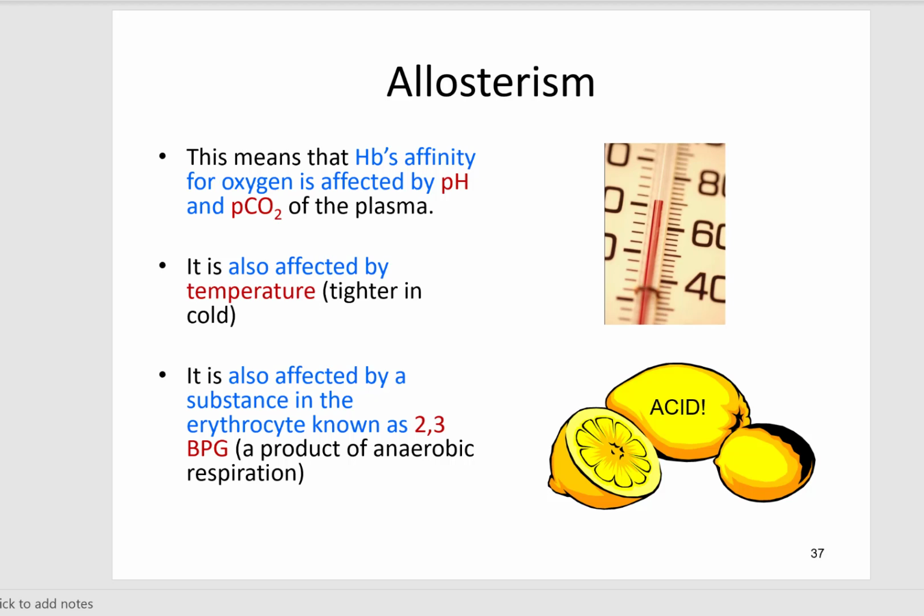Number 3, temperature. And number 4, a byproduct of anaerobic respiration in red blood cells. This byproduct is called 2,3 BPG, B as in boy, P as in Paul, G as in girl, or 2,3 DPG, D as in dog, P as in Paul, G as in girl. Let me go through these 4 changes one by one.